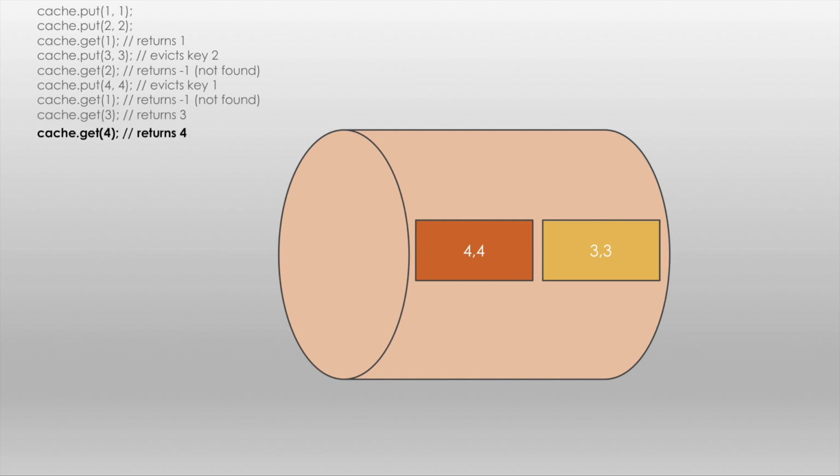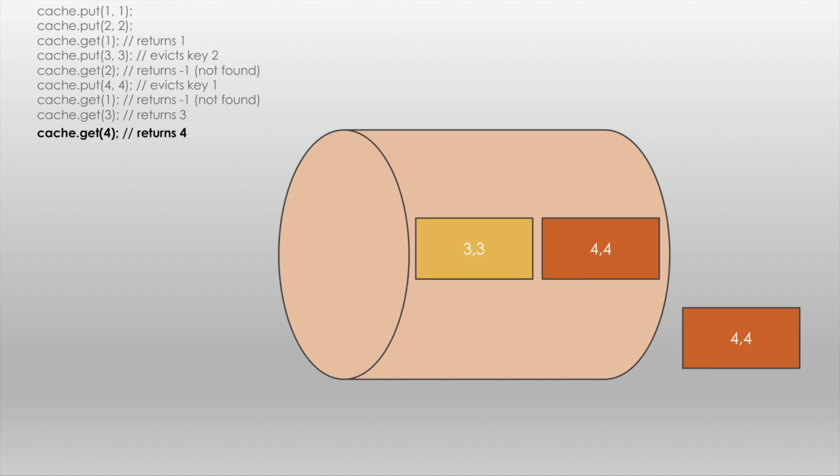Next we do a cache.get(4). So again we'll have to update the position of 4, 4 and make it the most recently used, and similarly make 3, 3 the least recently used and return the item 4, 4.